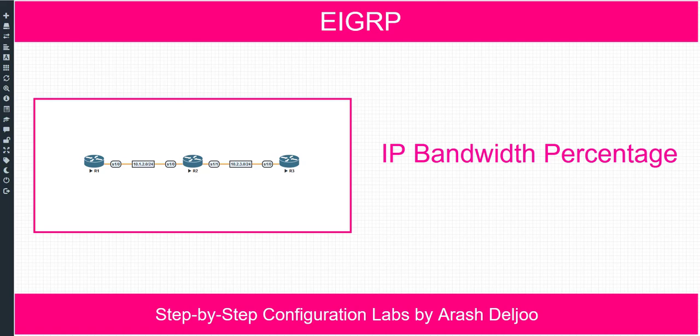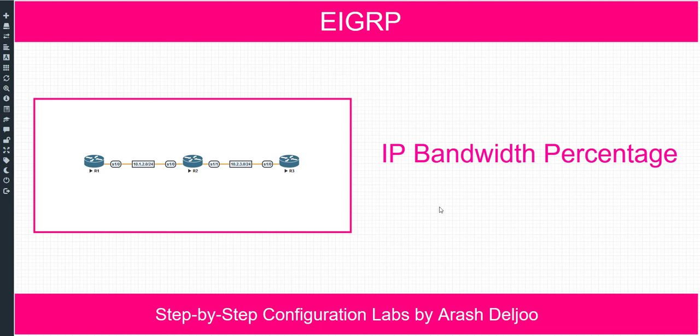In this video, I'm going to show you how we can configure bandwidth percentage for EIGRP usage in two methods, with, for example, EIGRP classic configuration and also named configuration. As you know, EIGRP uses 50% of the bandwidth and reserves 50% of the bandwidth for data packets. Here, I want to show you how you can change this default behavior.